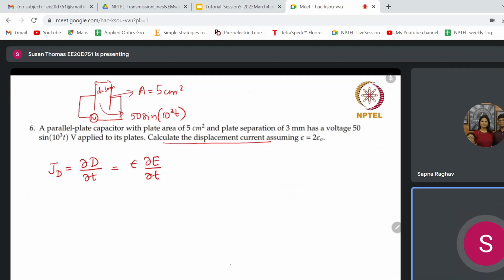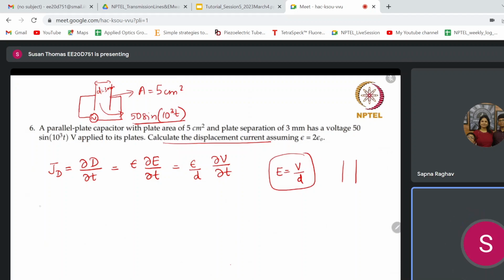What is electric field? In case of a capacitor, what is electric field? Electric field is voltage applied divided by the distance between the plates. So distance between the plates is a constant number. So epsilon by D into dou V by dou T. What is applied voltage to the capacitor? It is a sinusoidally varying voltage. So I have to write dou V by dou T.